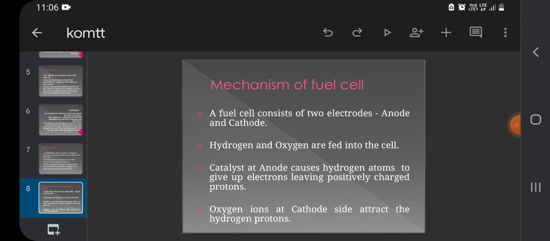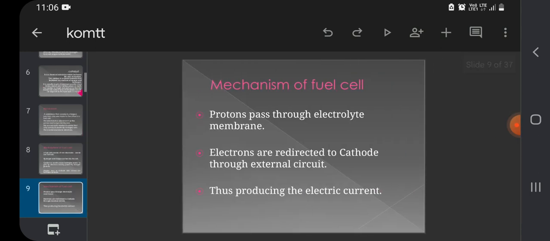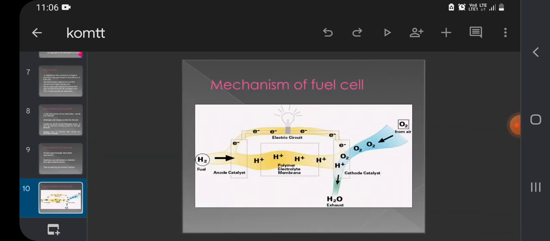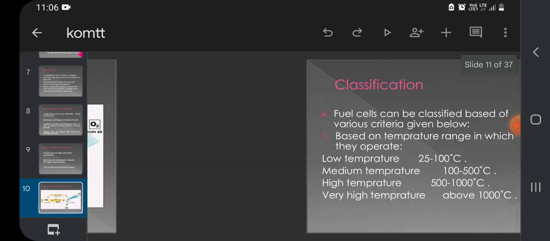And mechanism of the fuel cell. Fuel cell consists of two electrodes, anode and cathode. Hydrogen and oxygen are fed into the cell. Catalyst at anode causes hydrogen atoms to give up electrons, leaving positively charged protons. Oxygen ions at cathode side attract the hydrogen protons, and so the process goes forward. Here is the picture of mechanism of the fuel cell.